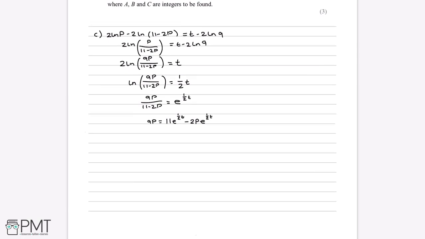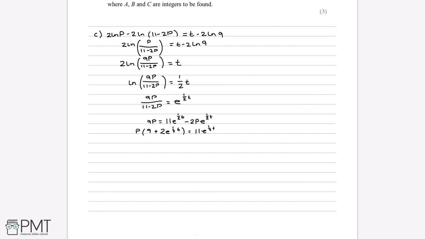So now, if we get all the terms involving p onto the left side, if we add 2p e to the power of a half t to both sides, and we do two steps in one and also factorise out the p, we're left with p bracket 9 plus 2e to the power of a half t. And this is still equal to 11 e to the power of a half t.